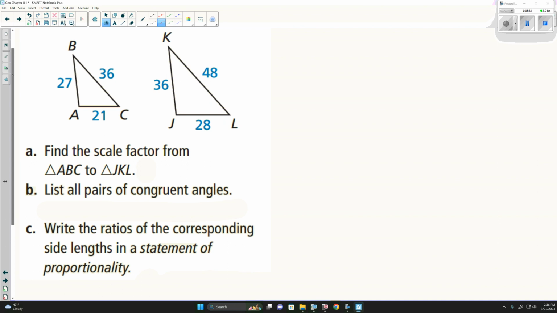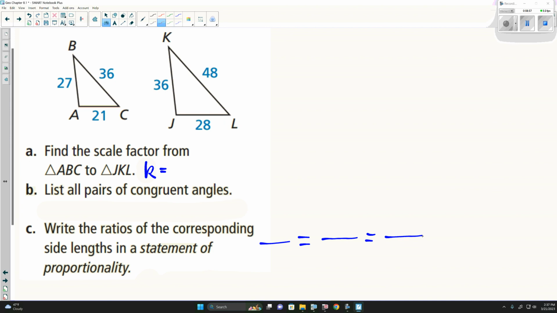And out of these three, we're going to find the scale factor, so we're going to find our value of K. We're going to find all pairs of congruent angles, and since we're talking about triangles, we should have 3. And our proportionality statement of the side lengths, which we should have 3 fractions. Which one do we want to start with first?